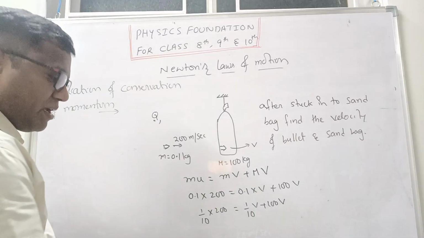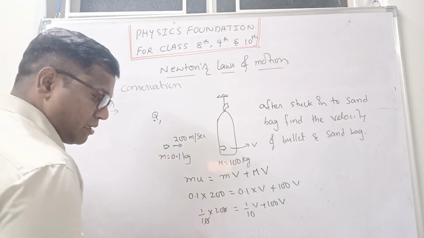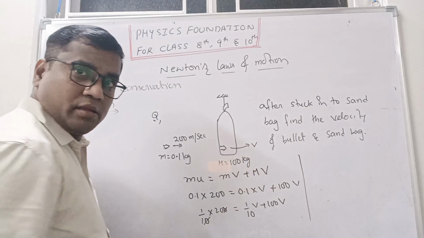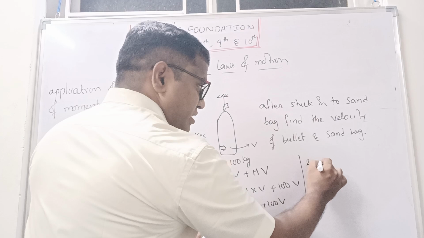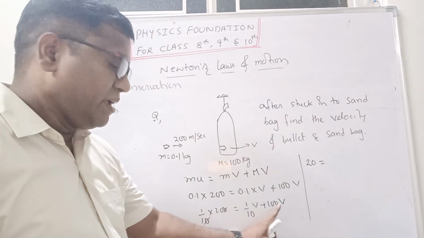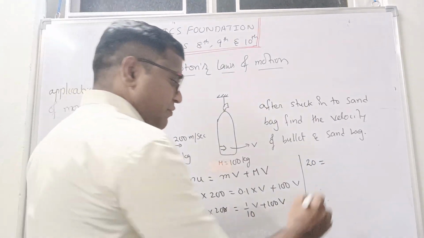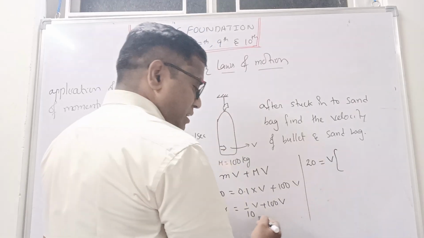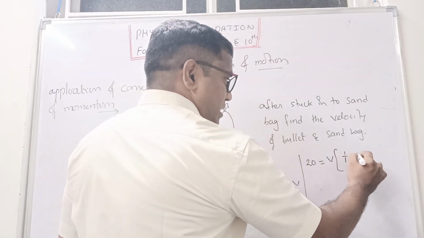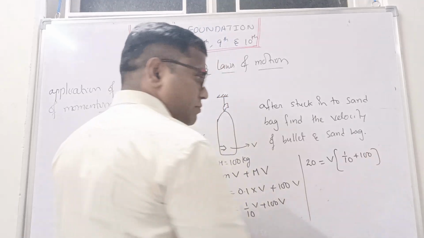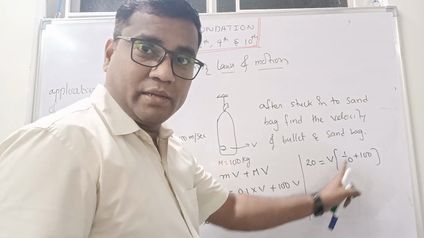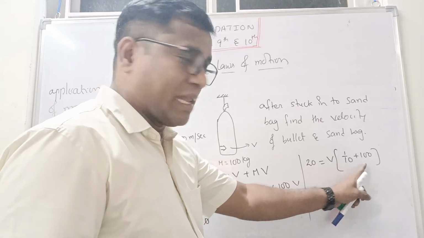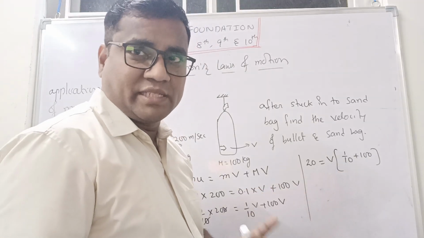Clear? Now here, 1 by 10 into 200, so 20 is remaining, which is equal to, and here I will take v common. In brackets, 1 by 10 plus 100. Now we know how to do LCM, right? I will write it directly. Otherwise you do the LCM and find out. You will get the same answer.